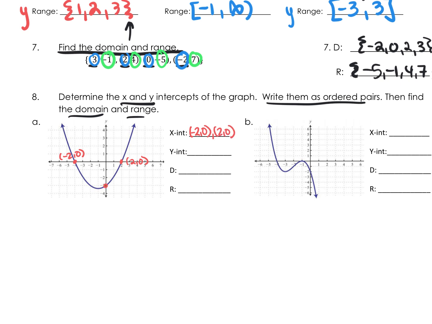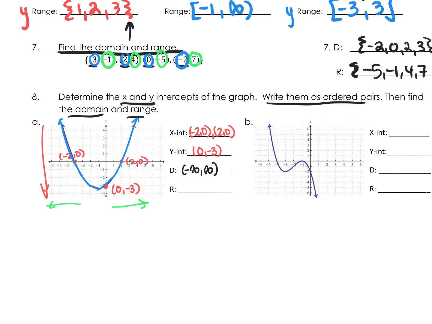Our y-intercept is where we cross the y-axis, so that's this point. This point, its x value is 0, and its y value is -3. So this will be 0, -3. Then we'll look at our domain. So how far left does my function go? How far right does my function go? Well, it's going to go left forever, and it's going to go right forever. So my domain will be -infinity to infinity.